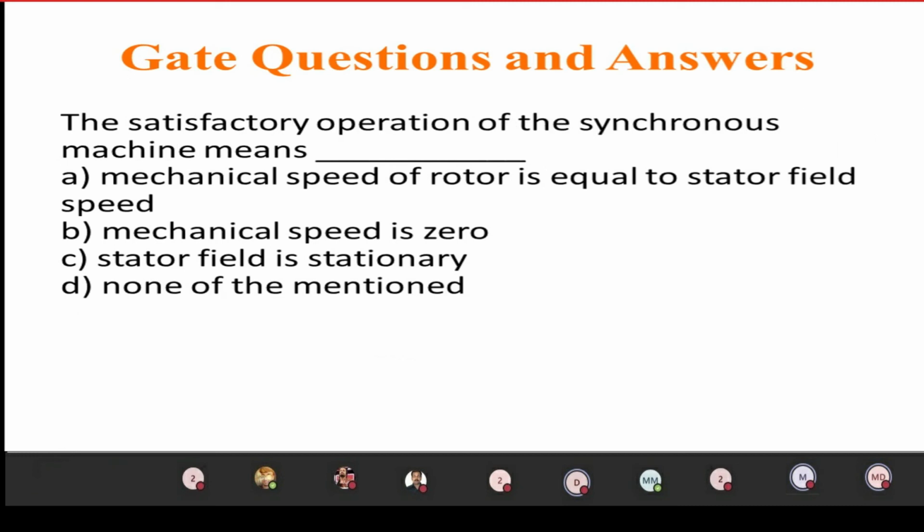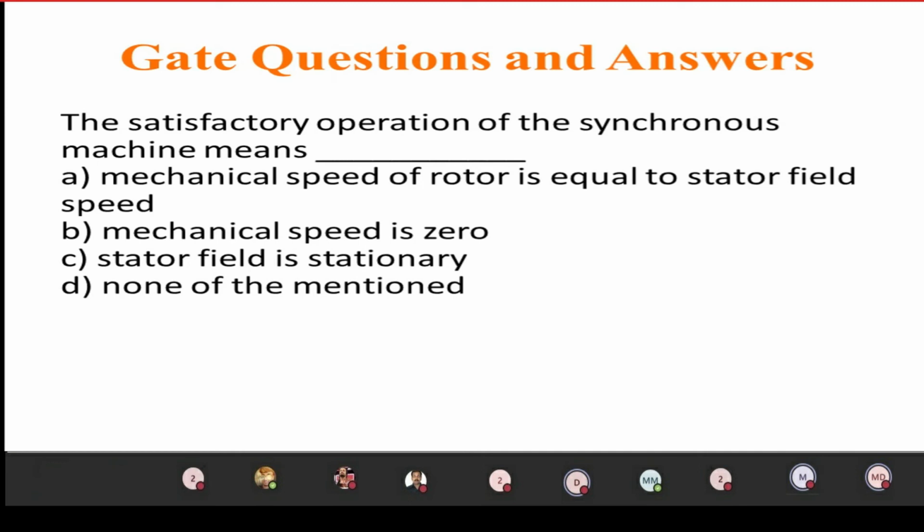Satisfactory operation of the synchronous machine means the mechanical speed of the rotor is equal to the stator field speed.